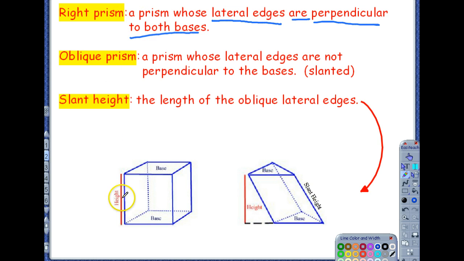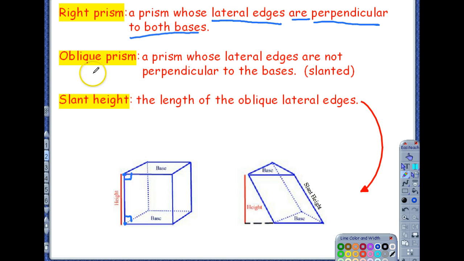So to be right, that means that if I look at the lateral edge, the edge that connects one base to another base, it's the side of 2 of the lateral faces, that edge should be perpendicular to both bases. Okay. That's what makes it right.